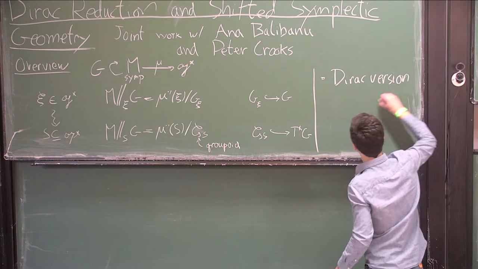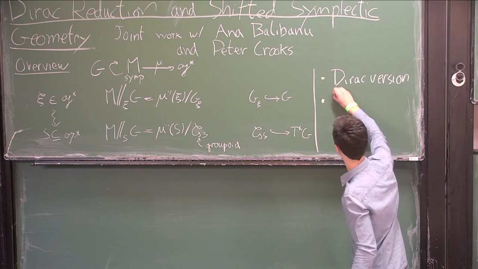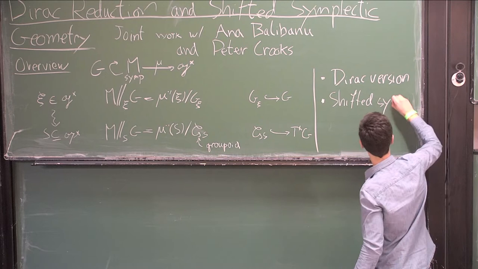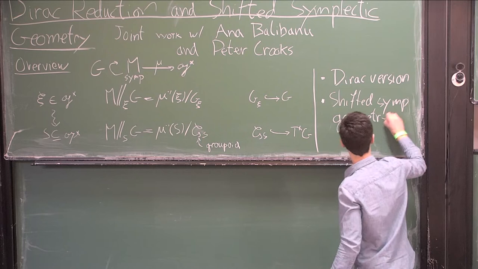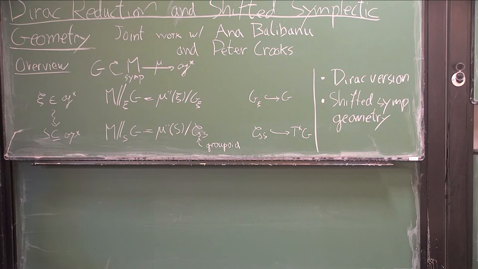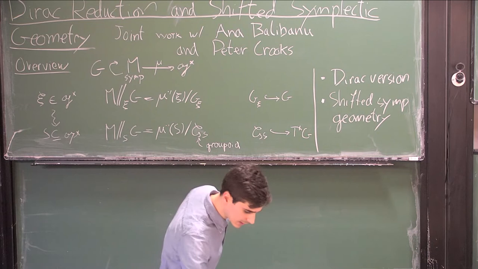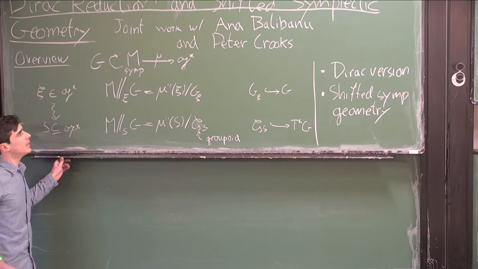And then I want to explain where this construction comes from, which was shifted symplectic geometry. It can be interpreted as an intersection of two Lagrangians in one shifted symplectic stack, something that Pavel introduced this morning. But actually, the main motivation for this construction was not shifted symplectic geometry. It was to explain the so-called Moore-Tachikawa conjecture, which I want to explain next.